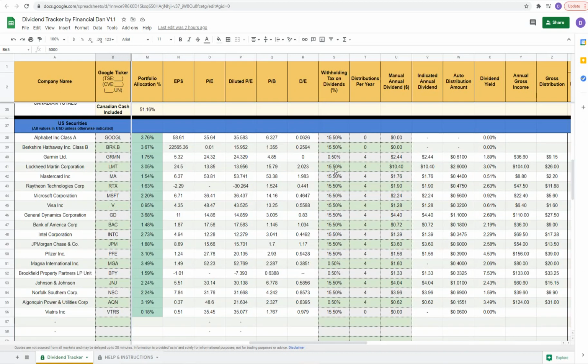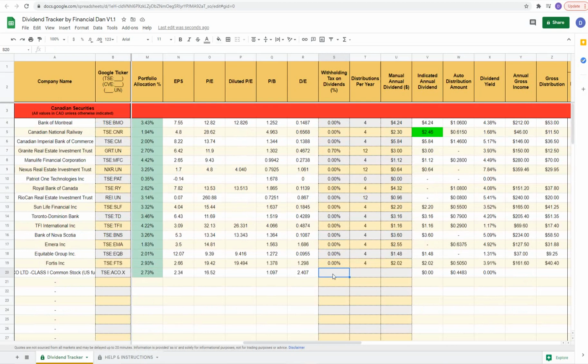And I've also put an extra 0.5% just to make up for some of the conversion fees when the dividends are being converted from US dollars into Canadian dollars before entering my account. So this column is just so that you can enter in any sort of deductions that your dividends might be subject to. And that'll give you more accurate net dividend data in various places on the spreadsheet. So for ATCO, we'll just enter in 0% right there.